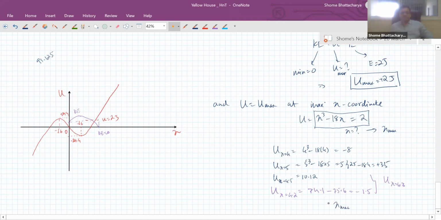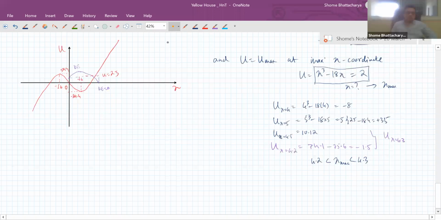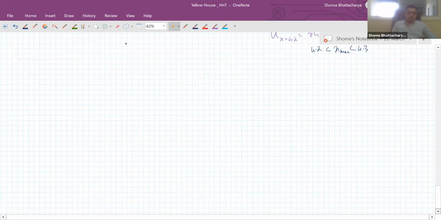X maximum will be greater than 4.2 but less than 4.3 probably. It will be some value in between these two, where the potential energy reaches the value of 2 joules. That means the particle stops because the kinetic energy becomes zero. Right, so this is clear? Yes, sir. Okay.